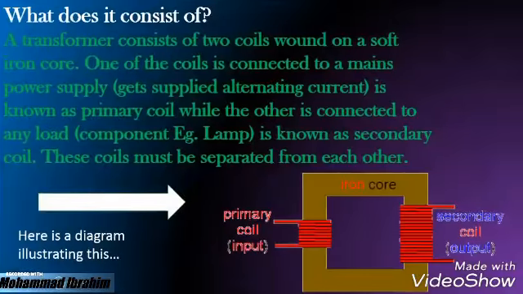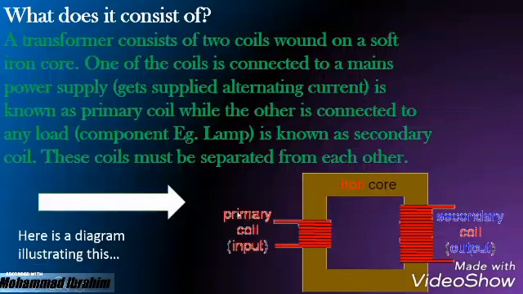Okay. What does it consist of? A transformer consists of two coils with a soft iron core. One of the coils is connected to a mains power supply, alternating current, and is known as the primary coil, while the other is connected to any load component, for example a lamp, and is known as the secondary coil. These coils must be separated from each other.